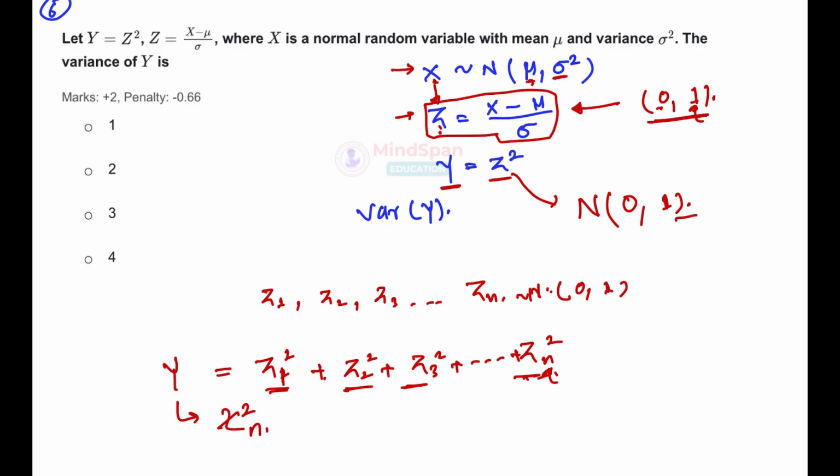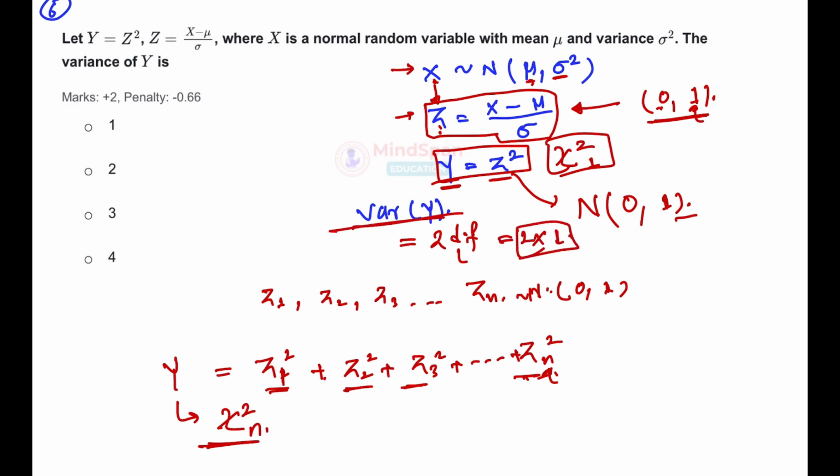So here in this case the degree of freedom is 1. So in our case this random variable y is a chi-square distribution with 1 degree of freedom, and we know the variance of a chi-square distribution is 2 times k, where k is the degree of freedom. So 2 times the degree of freedom, and the degree of freedom is 1, so the variance of this random variable y will be 2.